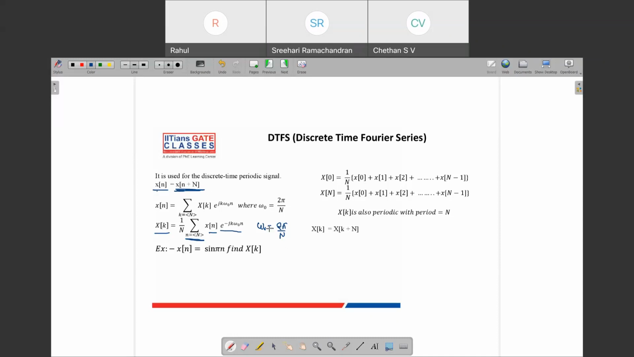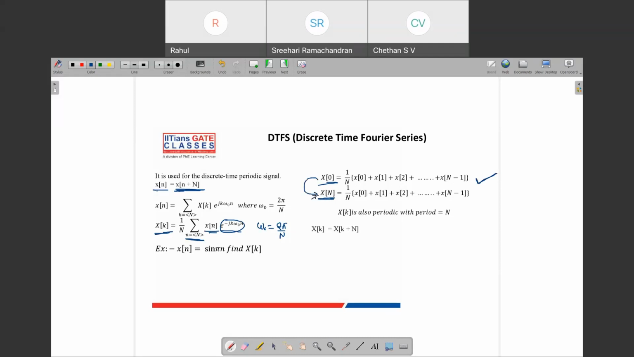Now in this case, let's say we want to calculate X of 0, capital X of 0. You will be putting k equal to 0 here, so this exponential term will go away, and you will be just adding the x of n. So this X of 0 can be written like this. Now if you try to calculate X of capital N here, that turns out to be the same as X of 0.